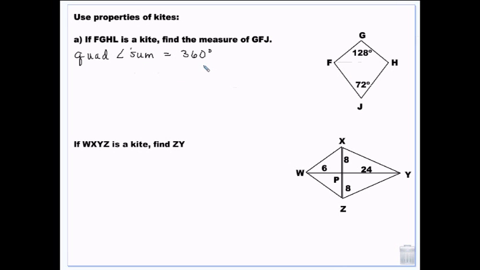We know that this is a quadrilateral, so the angle sum is 360. Because it's a kite, these angles will be the same. So we can use the sum, the angles that they've given us, and the fact that these are the same to find out what each of them is. First we say 360 minus 128 and 72. That's 200. Do you guys agree with my adding? So it leaves me 160 degrees. These two together make 160 degrees, so they're 80 degrees each.